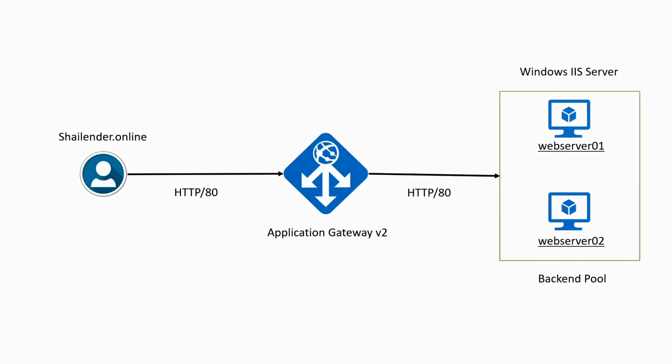The architectural diagram on your screen is showing the unencrypted flow of traffic from the user till the backend servers, where application gateway is in the middle. In this lab, I'll be using the custom domain as shailendra.online.